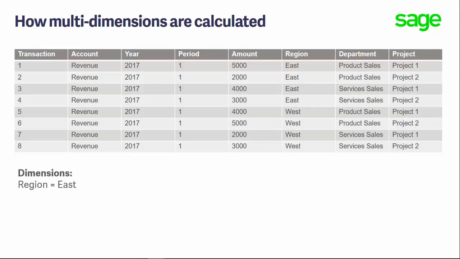Let's start with something simple: region equal to East. Here are all transactions that meet the criteria. After any other filters like account, year, and period are applied, they will be added up, giving a total of 14,000.